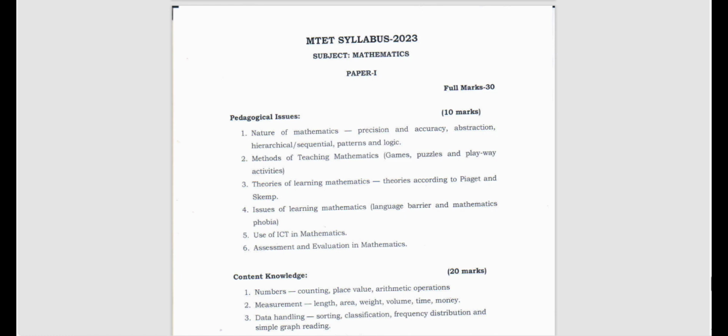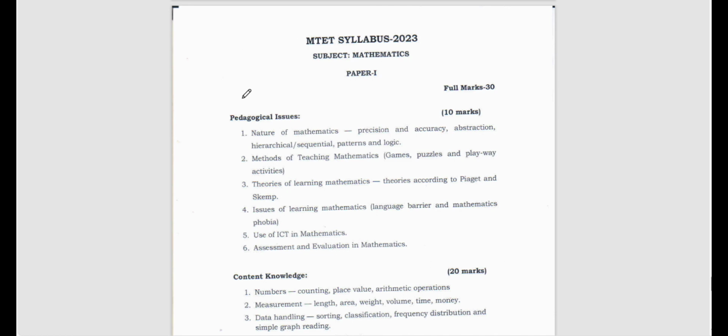What is the choice? See, mathematics comes for 30 marks, and you will be getting 30 questions, which means one question for 1 mark. I'm saying that you don't have to be scared because your mathematics syllabus is divided into two parts.